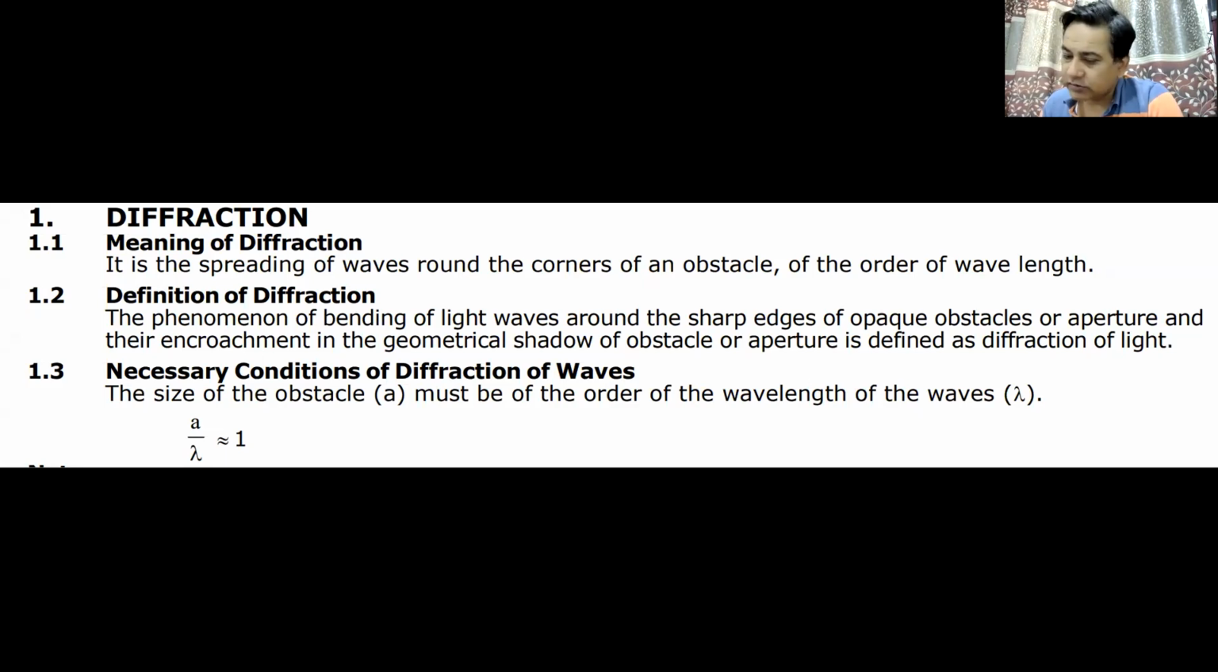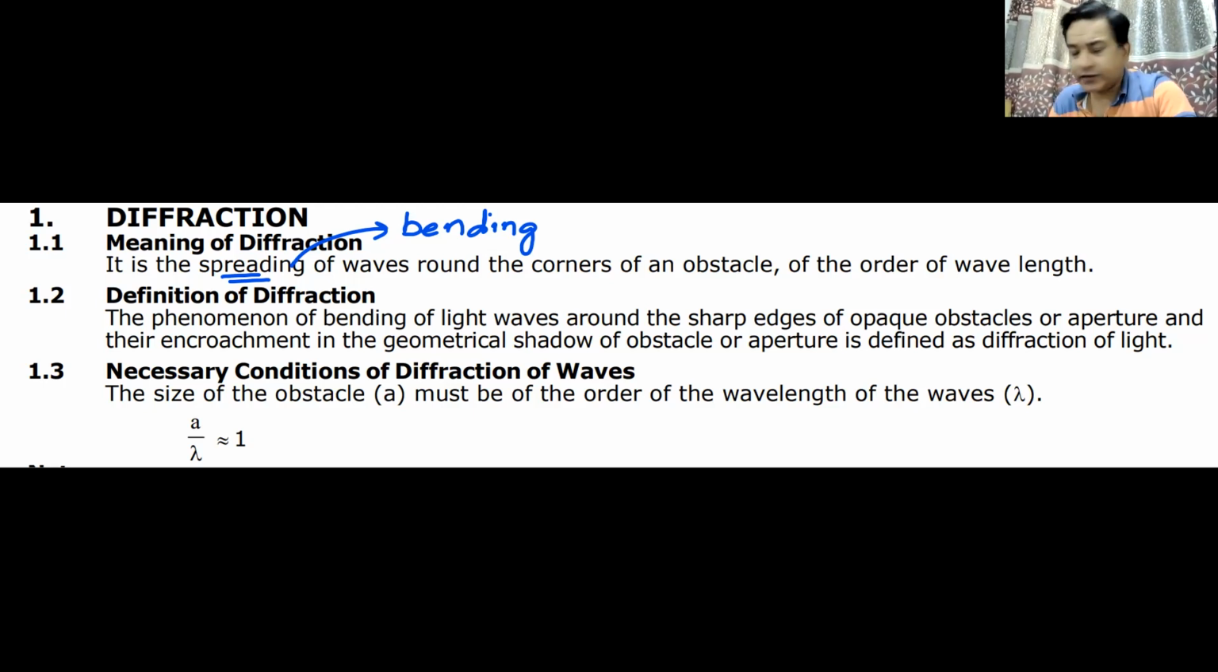It is the spreading, or instead of using the word spreading, we can use the term bending. Bending of light rays. You know that light always travels in a straight line, yes or no? Light waves always travel in a straight line, but when it encounters an obstacle, and remember, this obstacle that we are talking about should be very small. They must be of the order of the wavelength of the wave.